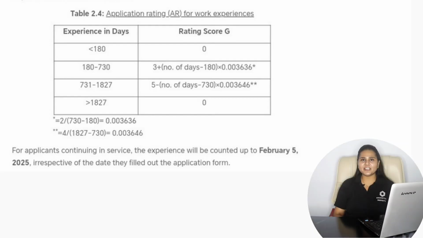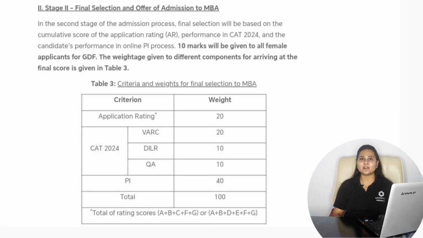So there is some application rating for the work experience also. Like if your work experience ranges in between 180 to 730, you can use this formula and calculate your application rating score for the work experience. So on this basis, the application rating score is calculated, and on the basis of your CAT 24 entrance examination minimum CAT percentile, the overall score is calculated, and then you will receive the call for the personal interview with the Indian Institute of Technology Kharagpur.